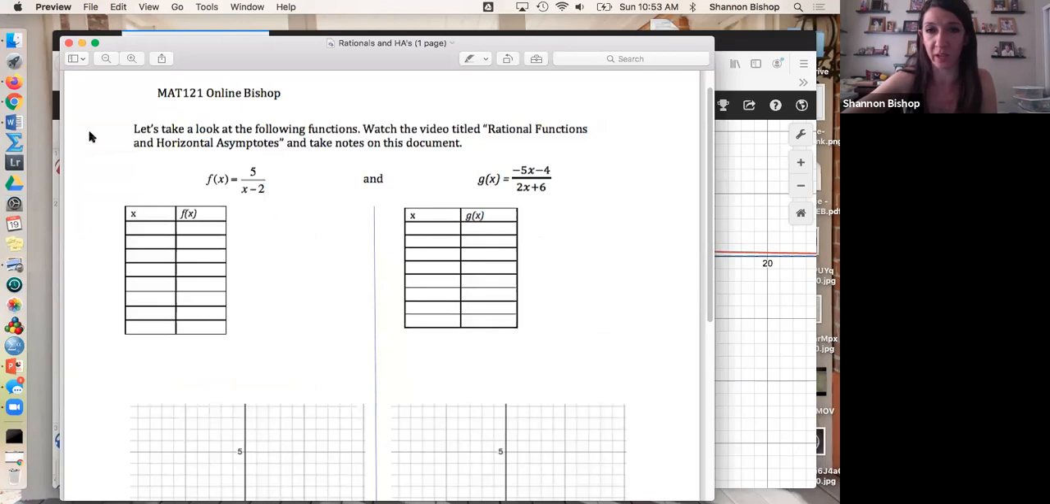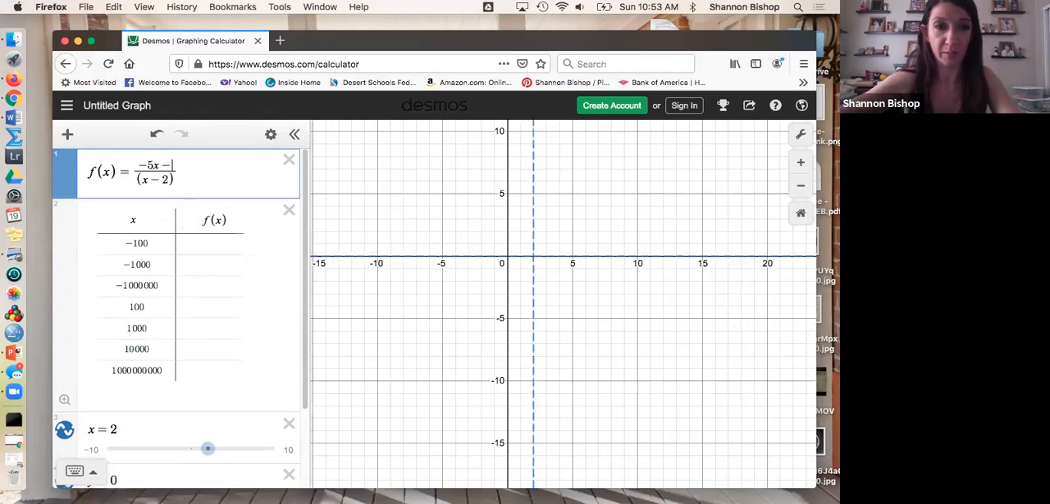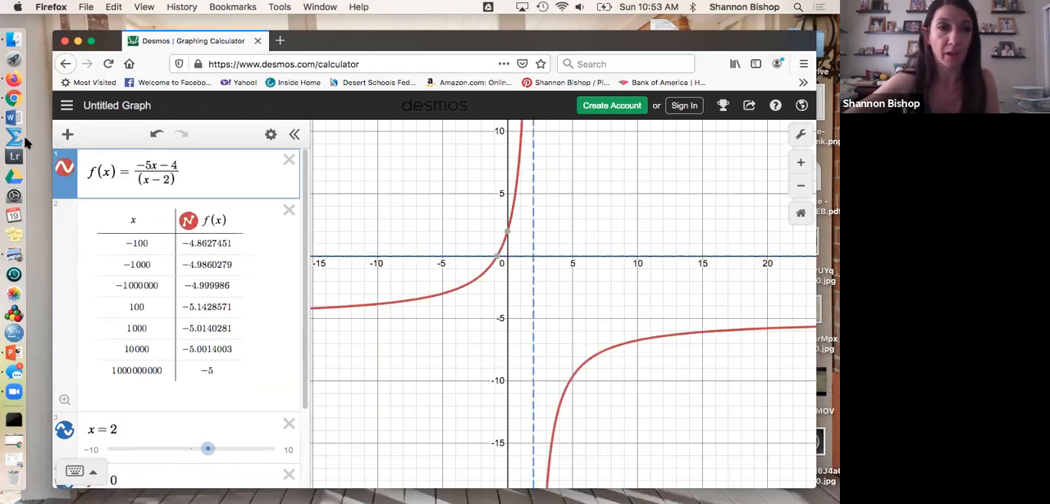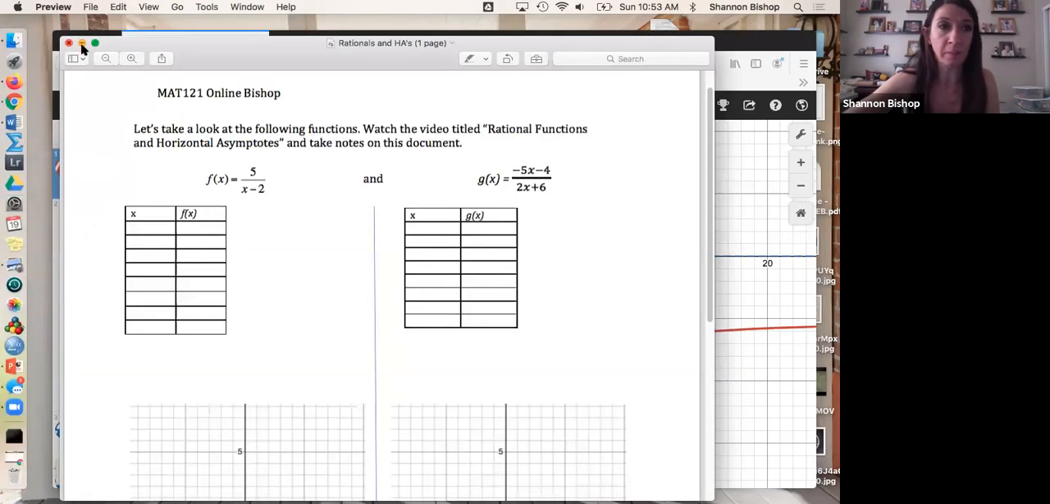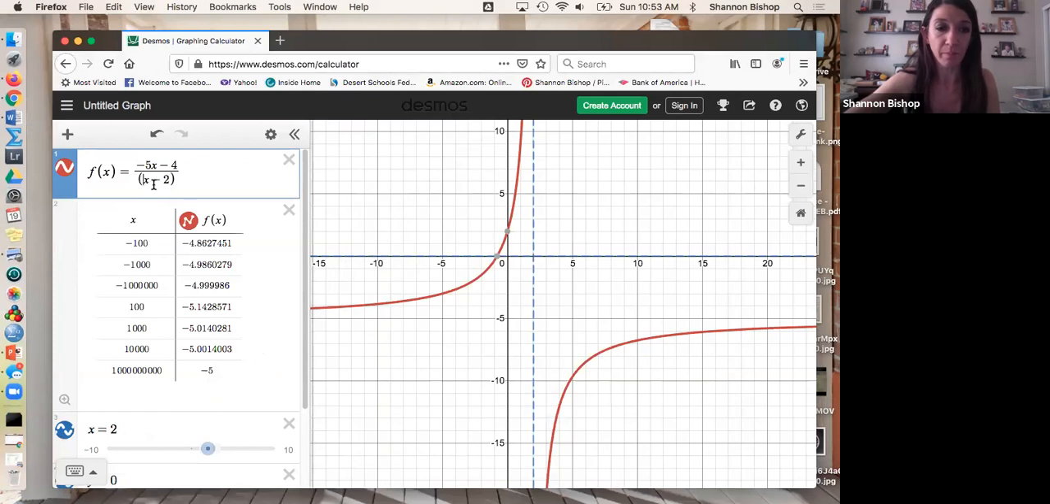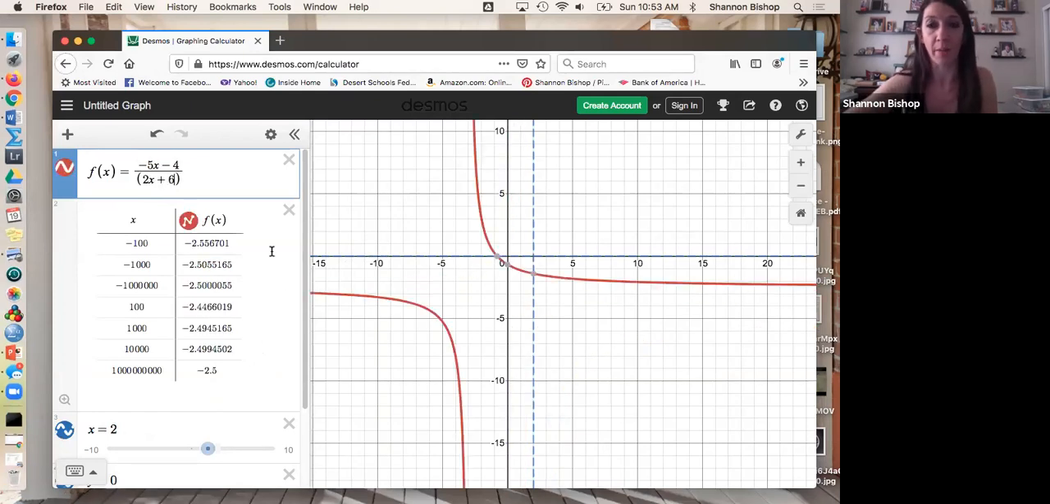But first of all, what is the other function? Negative 5x minus 4. So negative 5x minus 4. And on the bottom, what was it? 2x plus 6? Yes. 2x plus 6. Okay.